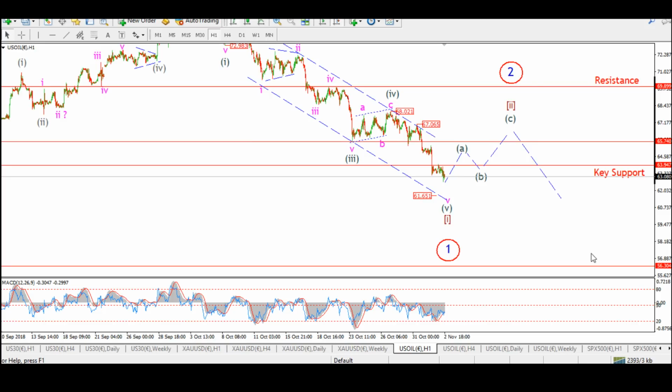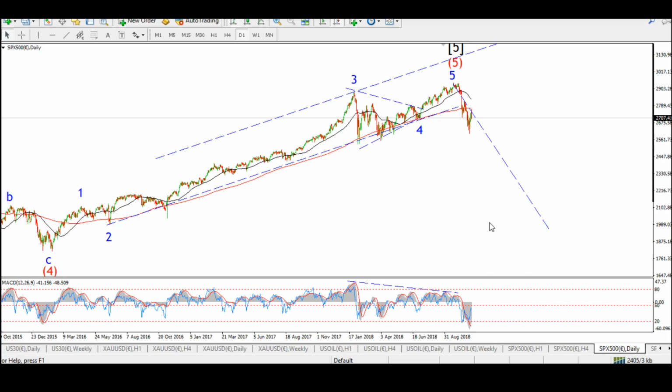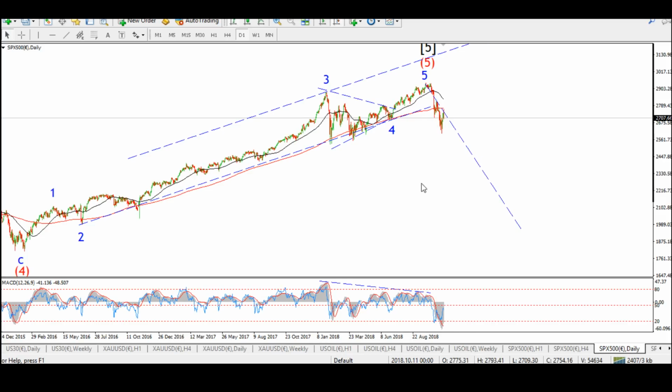Okay, so let's move on to the S&P. And again, the S&P is more or less a similar outlook to the Dow, with one caveat: the S&P had a thrust from a triangle as wave 5, so wave 4 there was a clear triangle rather than the Dow, which was a running flat.